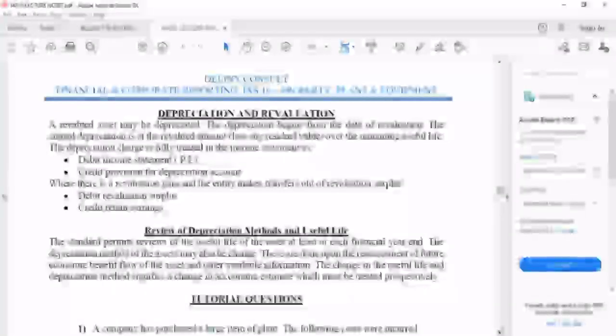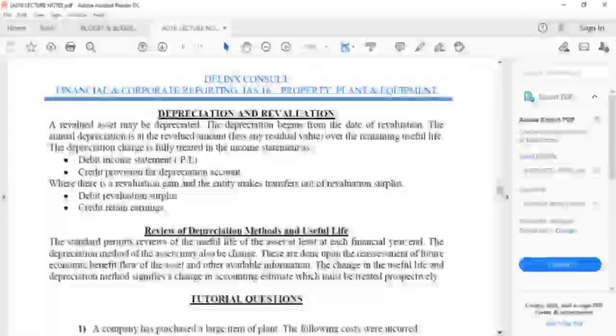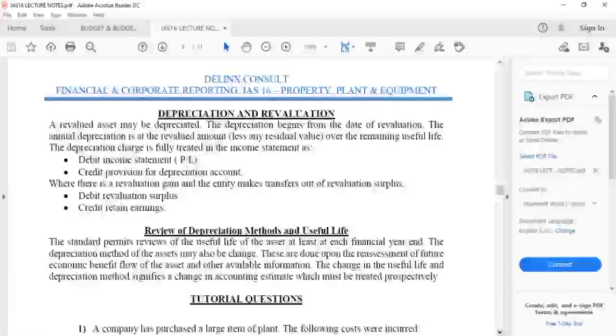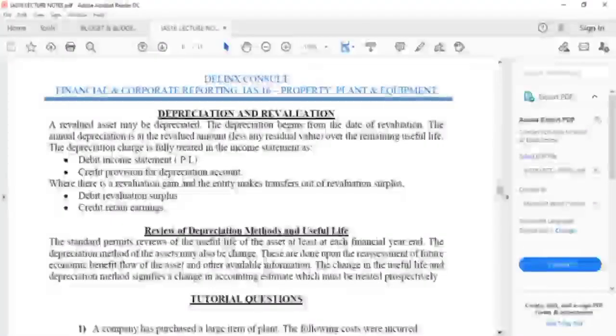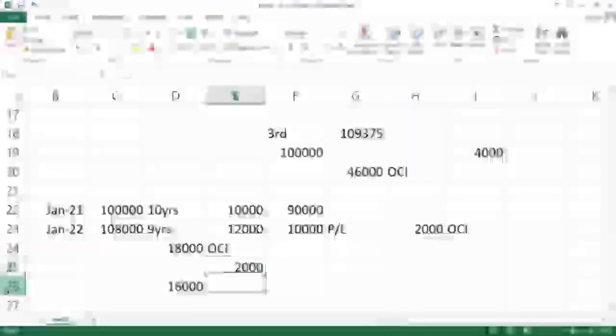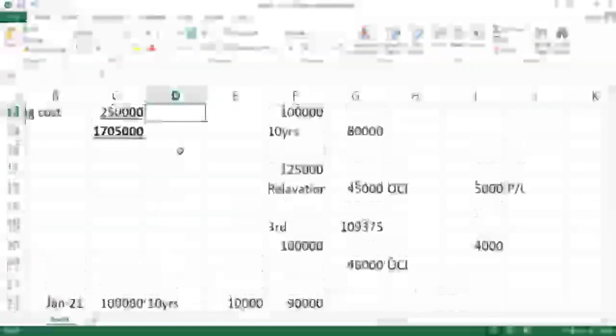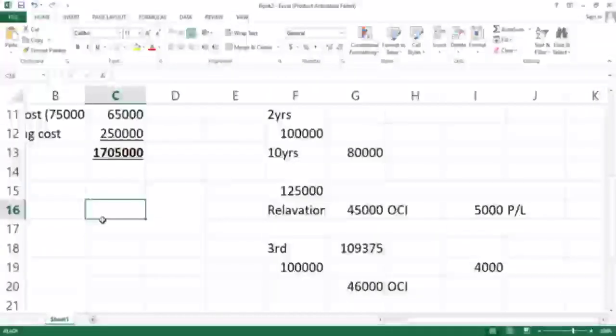Okay. Let's look at the review of depreciation methods and useful life. If you are reviewing, or if you are saying that, okay, the original useful life of the asset is 10 years. So let's assume that the original useful life of the asset was 10 years.